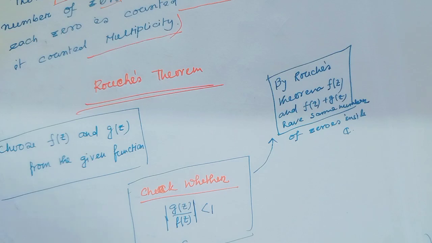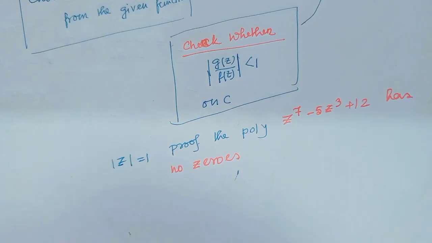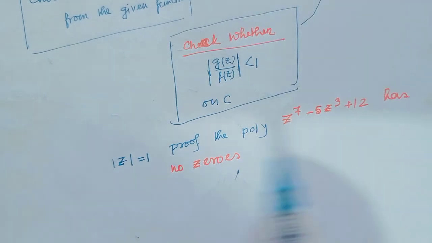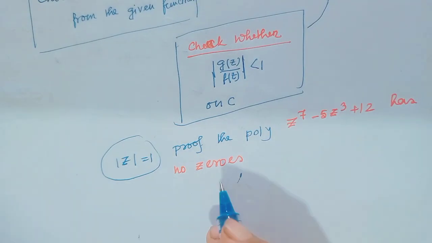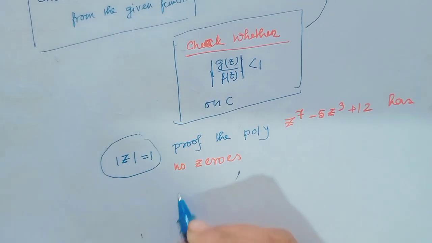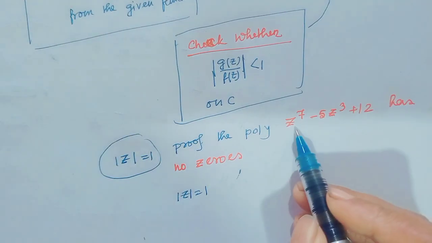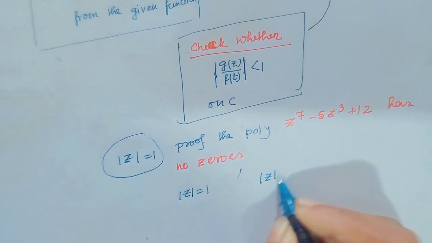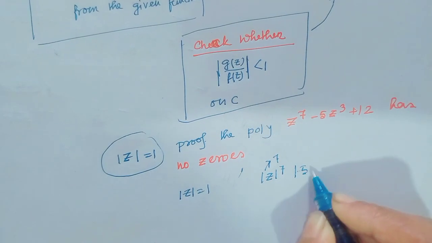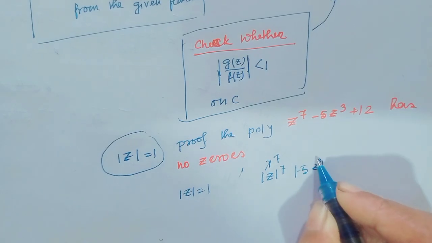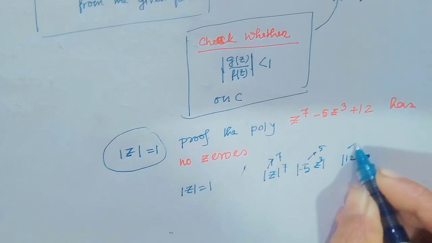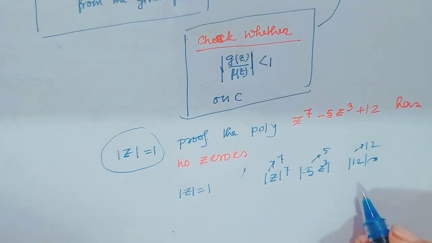C. As an example of this theorem, prove that the polynomial z to the power 7 minus 5z cube plus 12, on the contour mod z equal to 1, has no zeros. On mod z equal to 1, mod z to the power 7, this value is 1, minus 5z cube, this value is 5, and this 12, this value is 12. Here the highest value is 12.